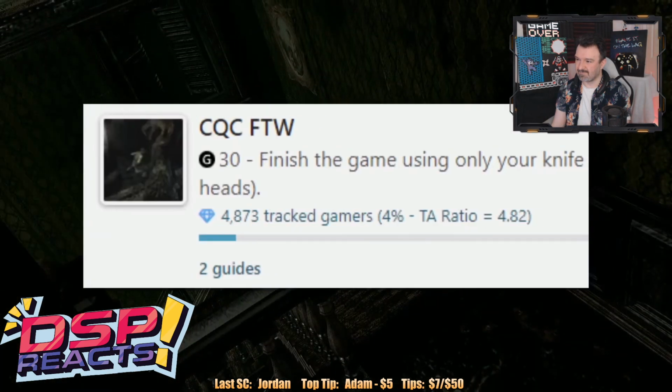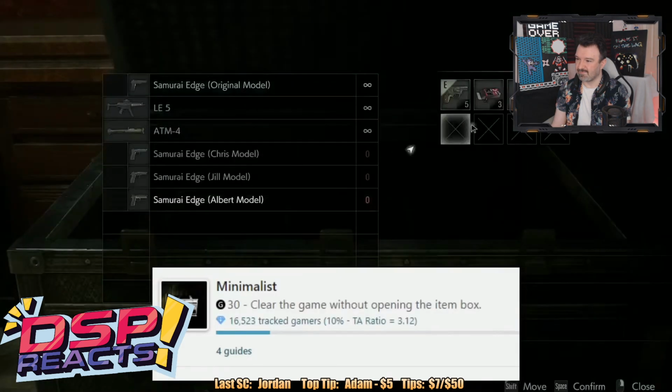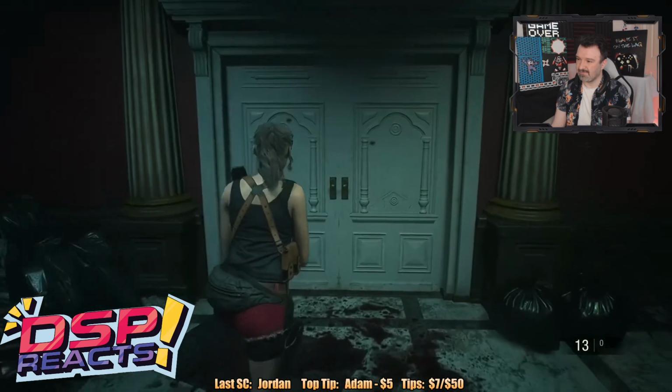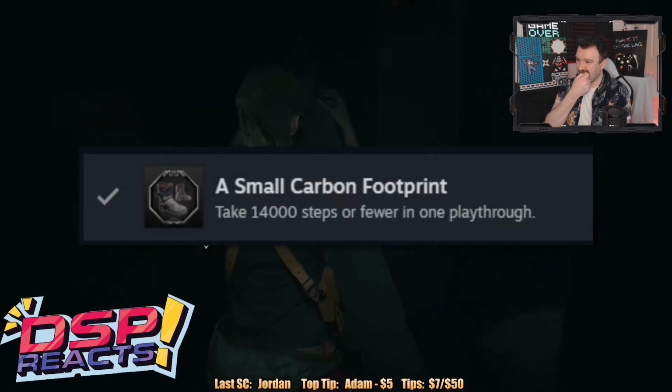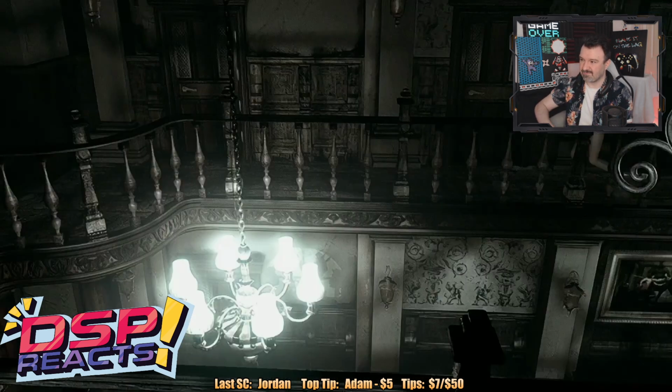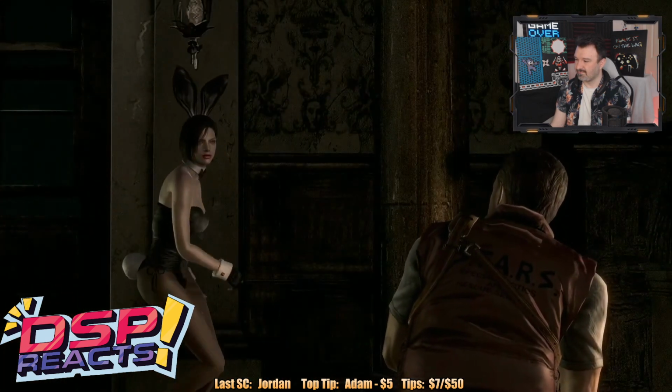There's achievements like only using a certain weapon for the entire game, not healing once, not using the item box, or hell, Resident Evil 2 Remake has an achievement for only taking a certain amount of steps within your playthrough. And because of how finely crafted the game is around these challenge run achievements, you can actually do multiple at once if you're brave enough.